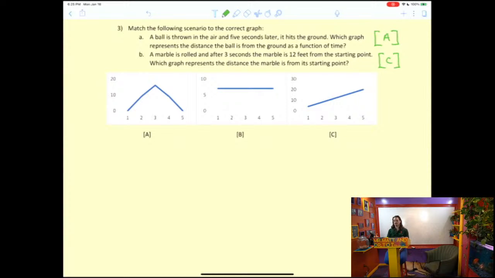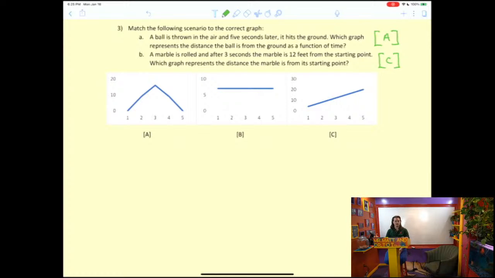And so that represents the correct relationship between the distance the marble is from the starting point and time. As time increases, we would expect the distance the marble is from the starting point to continue to increase as well, but continue to increase at a constant rate. And that's different than 3A because that doesn't have a constant rate of change.